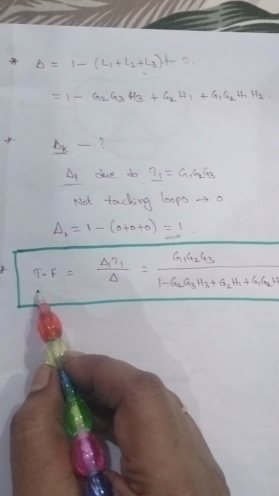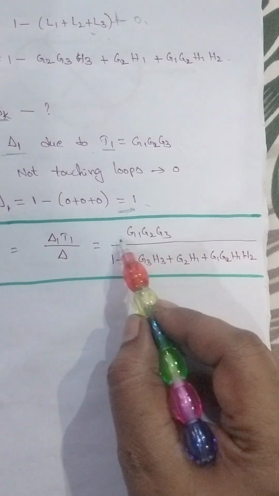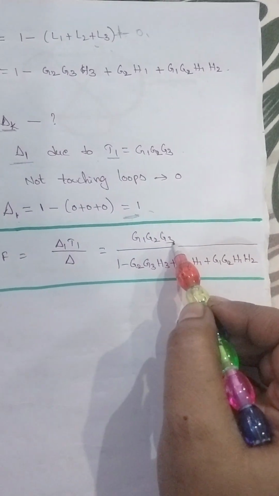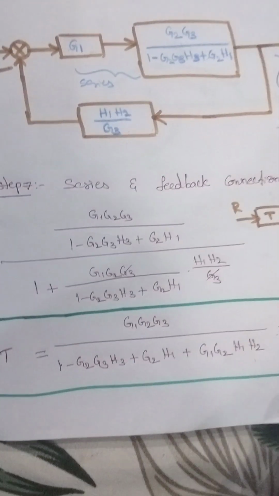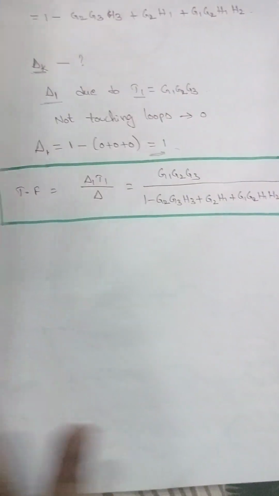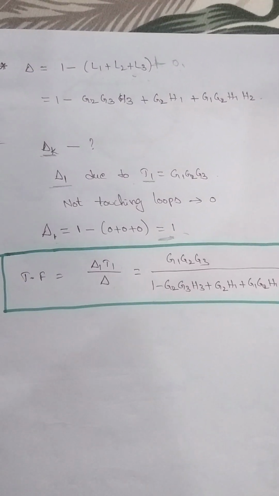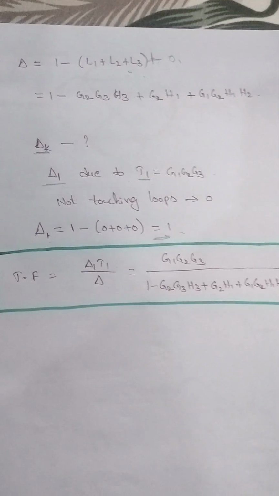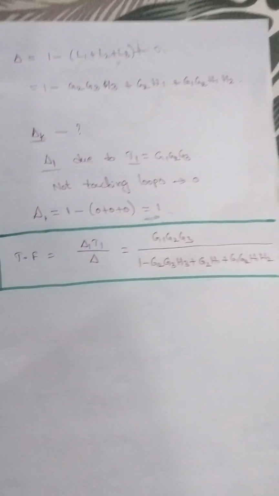So what is the transfer function? Delta 1 T1 by delta. So here delta 1 is 1, into T1 means G1, G2, G3, divided by delta. Delta means 1 minus L1 plus L2 plus L3. So this is the final value, which is similar to this value. So in this way we have to find out the transfer function for both the cases, that means from the block diagram and also from the signal flow graph. Thank you.